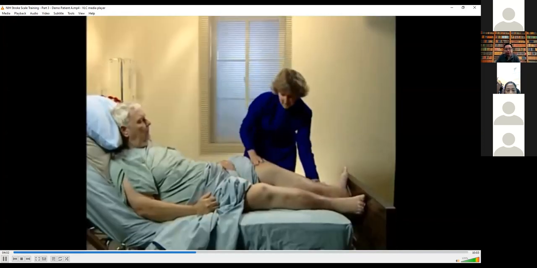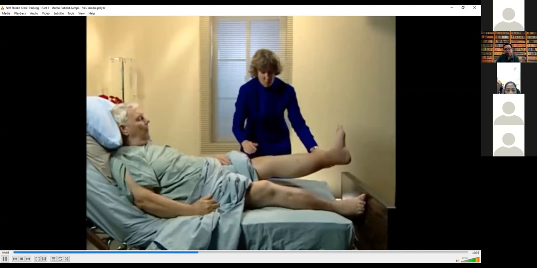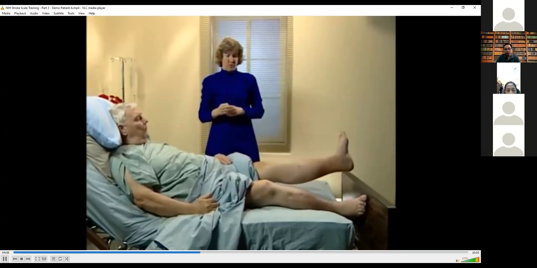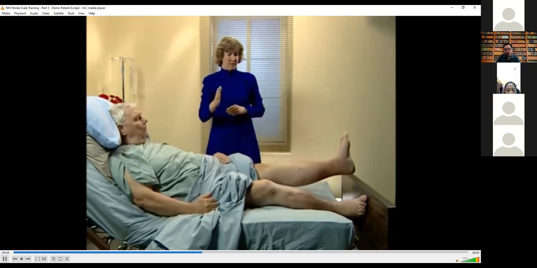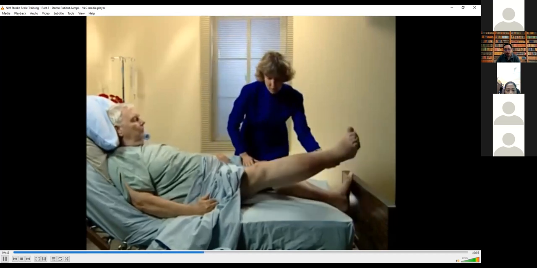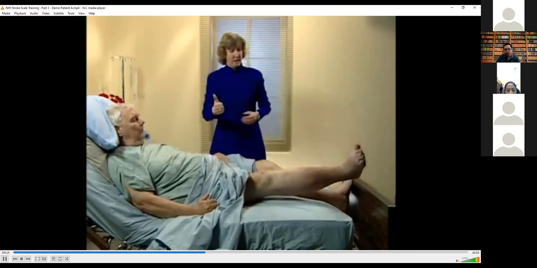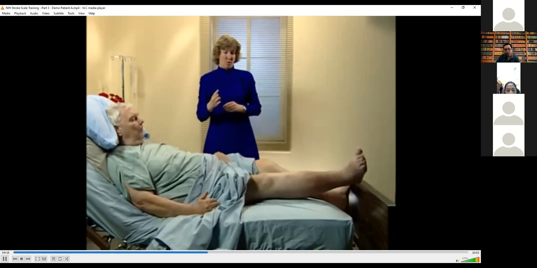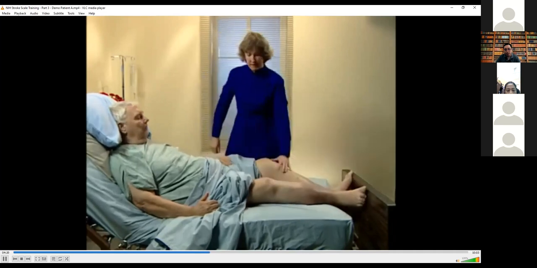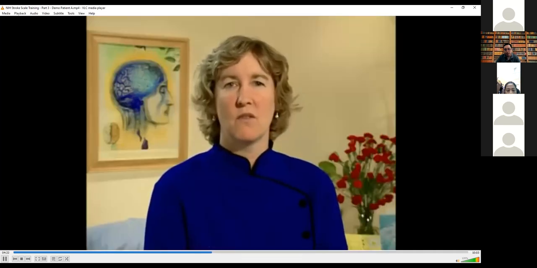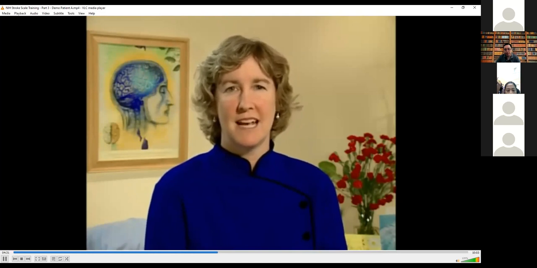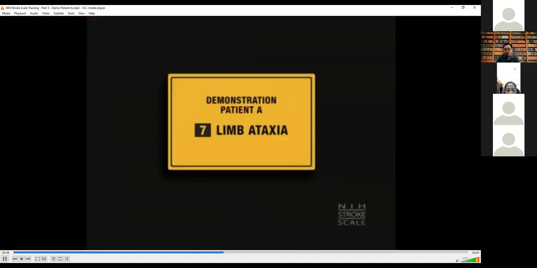Let's hold this leg up for the count of five. Ready? 1, 2, 3, 4, 5. Great. 1, 2, 3, 4, 5. Terrific. He scores a 1 point for each leg. After the initial dip, he continued a downward drift of both his left and his right leg. He does not score a 2 because his leg did not drift down and touch the bed.